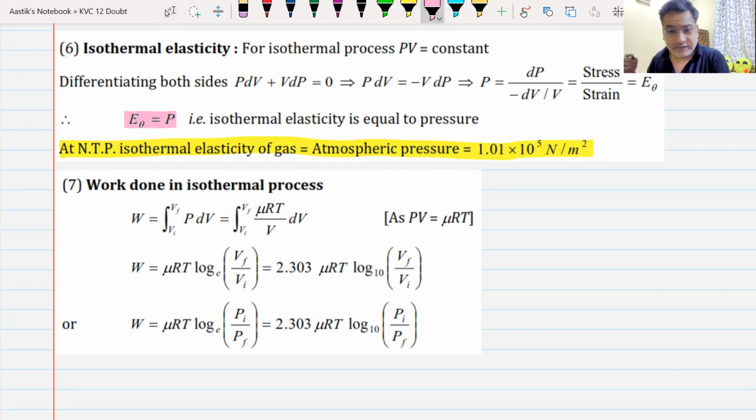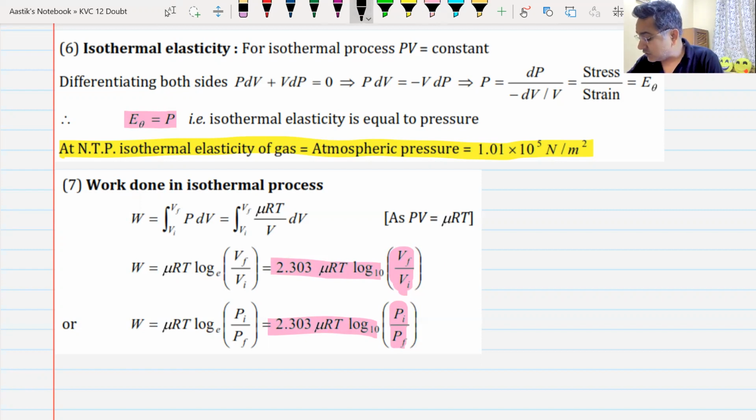Now remember, there are many ways to write this formula. This is the normal way in which it is written. Mu means number of moles. nRT log to the base 10 of V2 by V1, final volume by initial volume, or nRT log to the base 10 of P1 by P2. P1 is the initial pressure and P2 is the final pressure. I hope you know this.